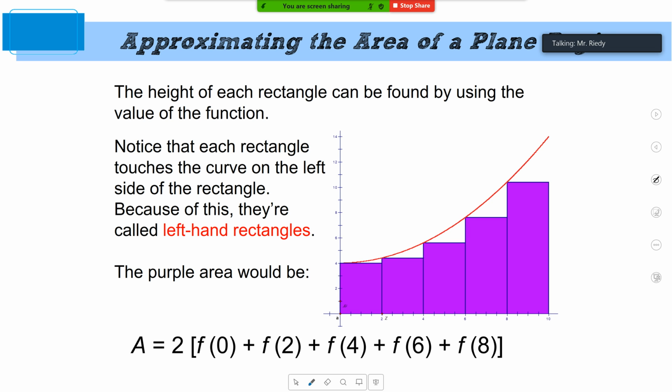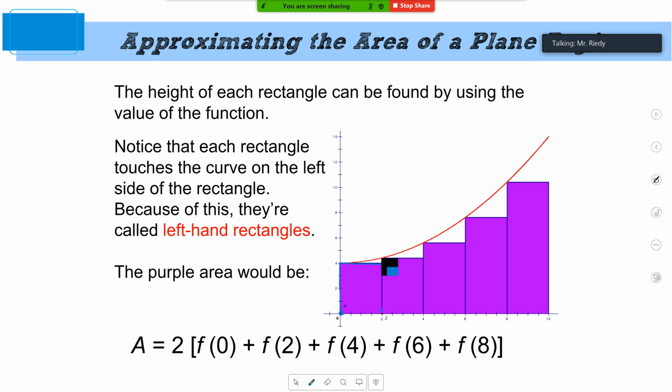As I mentioned, we want to find the area of these rectangles, and there's 5 of them. Now, these are called left-hand rectangles. The reason they're called left-hand rectangles is because they're drawn by going up the left-hand side of the rectangle. Once you hit the function, you come across. So to get this first rectangle, starting at 0, go up to the function. Wherever you hit the function, you come across, and that generates your rectangle.